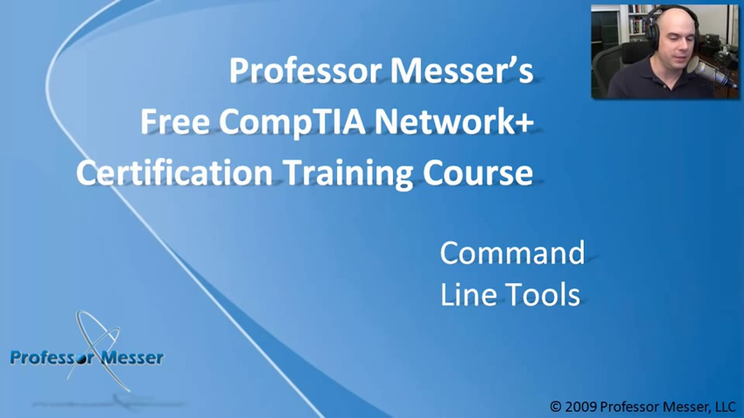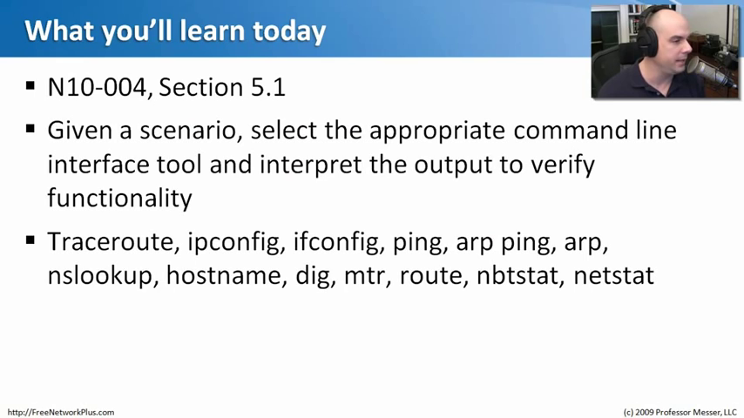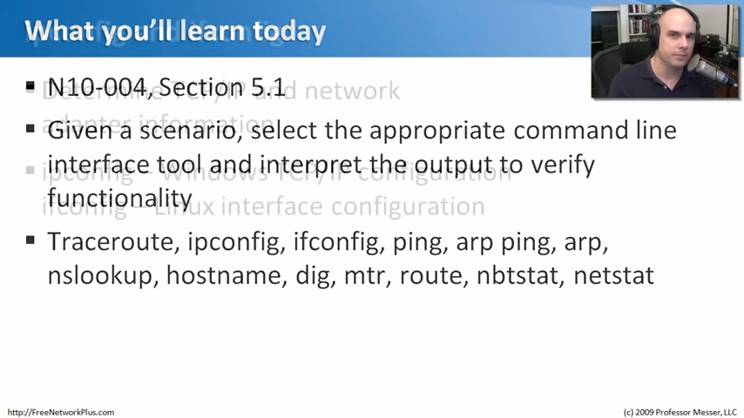I'm James Messer, and in this module, we're going to talk about command line tools. This comes from CompTIA Network Plus certification N10-004, section 5.1, that says, given a scenario, we need to use a command line utility to look at the network and interpret the output. And it's going to take us through traceroute, ipconfig, ifconfig, ping, arping, and many, many more. So as we step through these, you'll start to see how you can work in a Windows and a Linux type environment to be able to see what's really going on out there on the network.